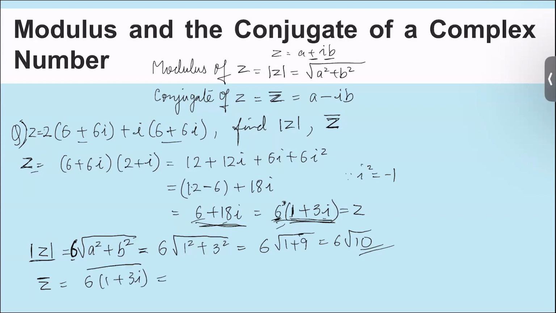And since over here only the sign of this actually matters, you can have 6, 1 minus 3i. Okay, so this is your final answer. So when you have to find your mod as well as your conjugate, you're just given an expression.